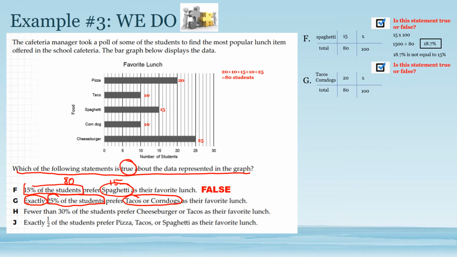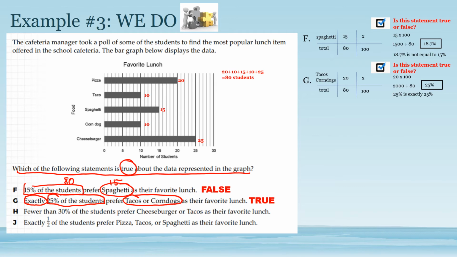So is this statement true or false? Please justify your thinking. 20 times 100 is 2000. 2000 divided by 80 is 25%. So let's see if you are correct. 25% is exactly 25%. Therefore, this statement is true.